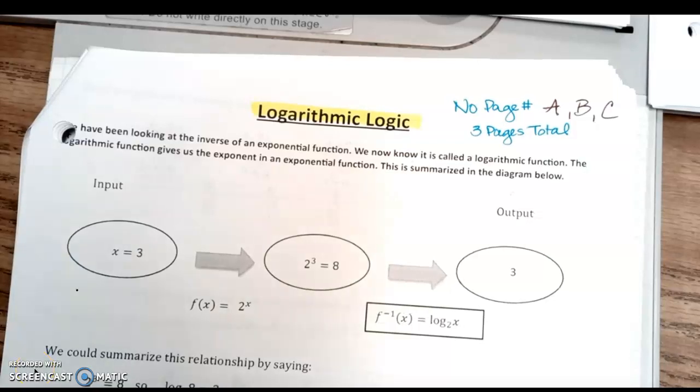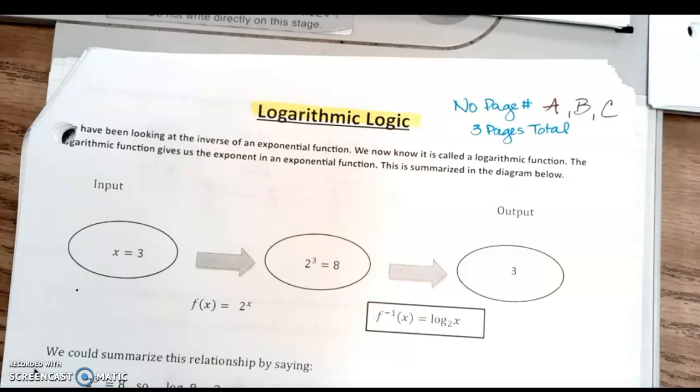1, A, B, and C, but it's 3 pages total. Looks like this. Most of you found it?